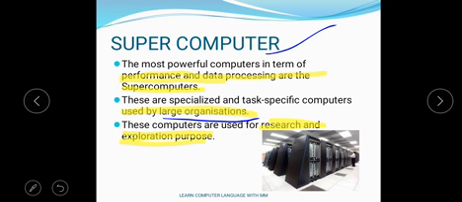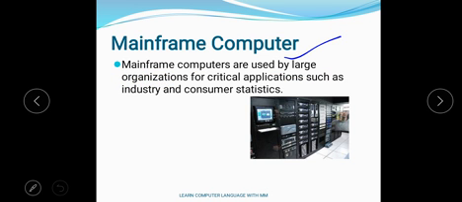Supercomputers find use in diverse fields like space exploration, weather forecasting, nuclear weapon testing. Mainframe computer. Mainframe computers are used by large organizations for critical applications such as industry and consumer statistics. Although mainframes are not as powerful as supercomputers, they are quite expensive, and many large firms and government organizations use mainframes to run their business operations. Mainframe computers are also accommodated in a large air conditioned room because of their size.